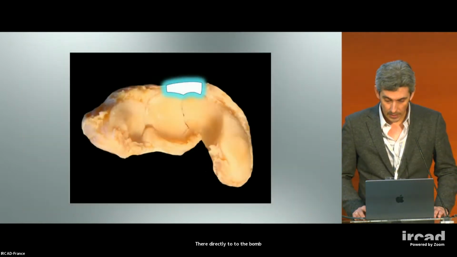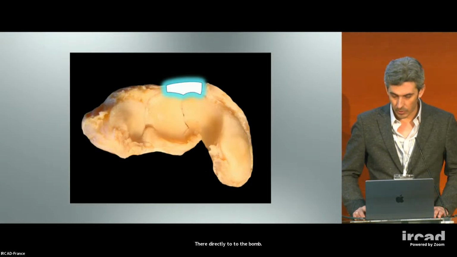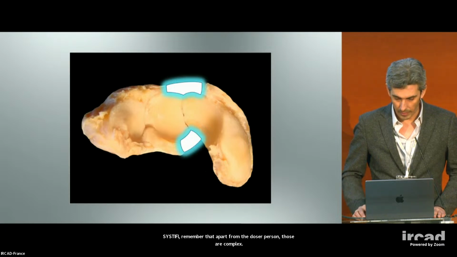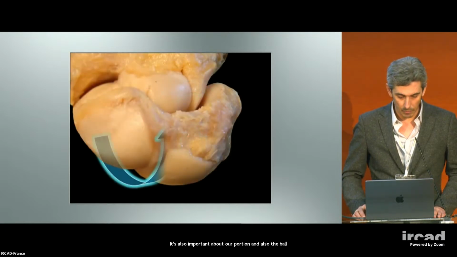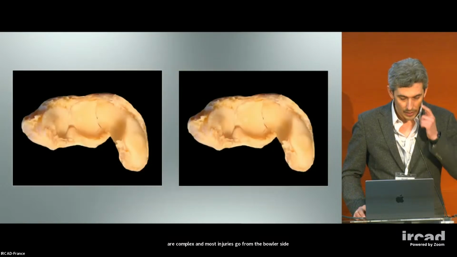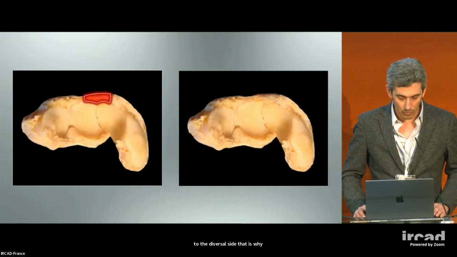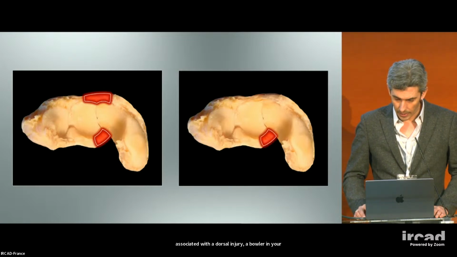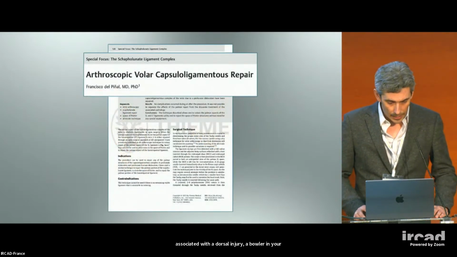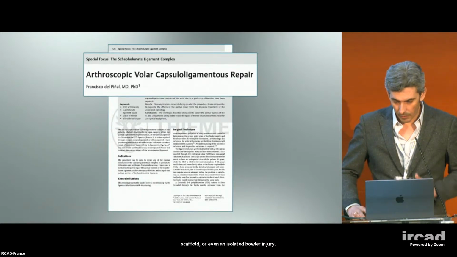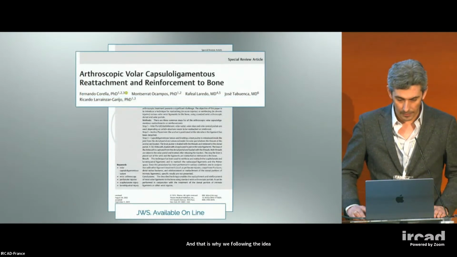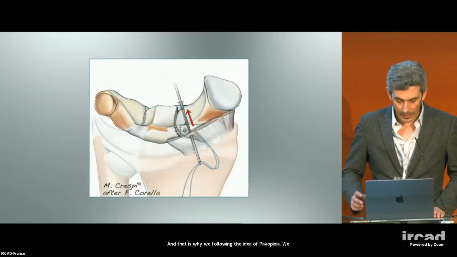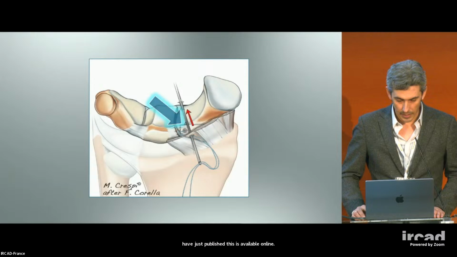But as Steve has said, remember that apart from the dorsal complex, the volar portion and the volar complex are also important. And most injuries go from the volar side to the dorsal side. That is why it's common to find, associated with a dorsal injury, a volar injury of the scapholunate, or even an isolated volar injury. That is why, following the idea of Paco Piñal, we have just published this. It's available online. It's a way of doing a reattachment of the volar portion of the scapholunate.